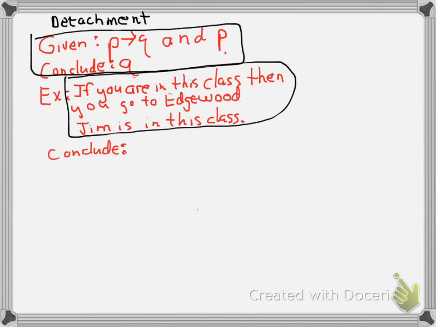Since Jim is in this class, and it says if you're in this class, then you go to Edgewood, we've matched the if part, and that's the key thing to detachment. If you match the hypothesis, the if part, you may conclude the conclusion. We may conclude that Jim goes to Edgewood. Start abbreviating a little bit, EW for Edgewood. Okay, next.